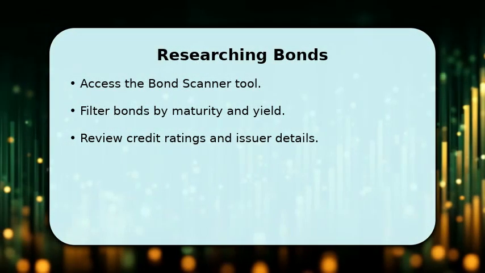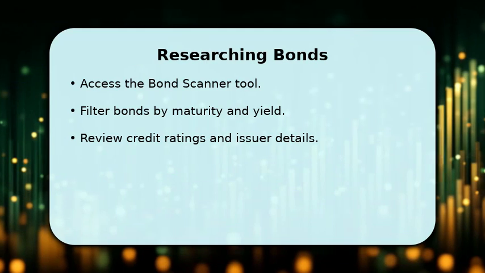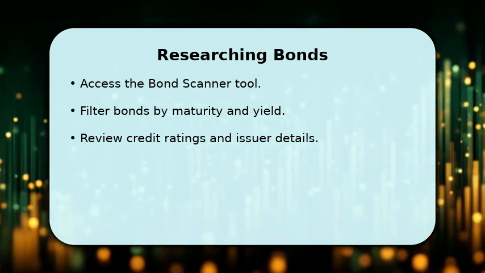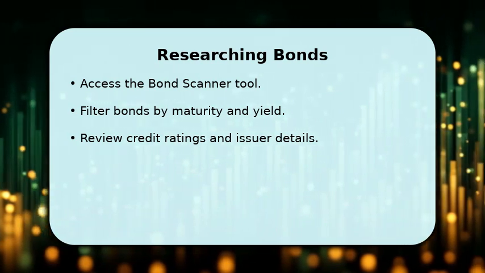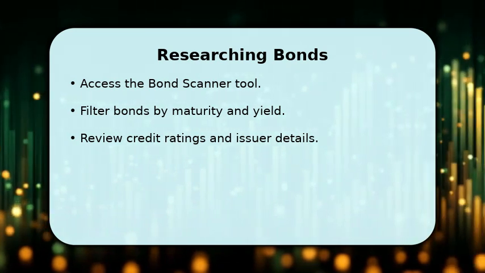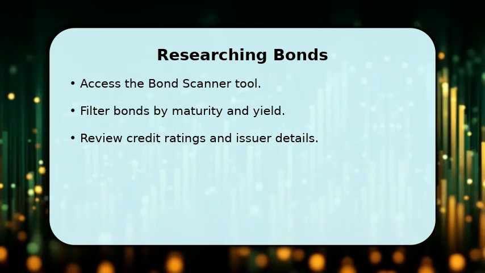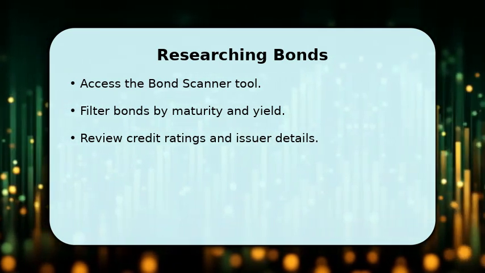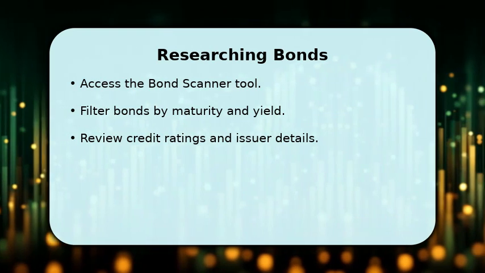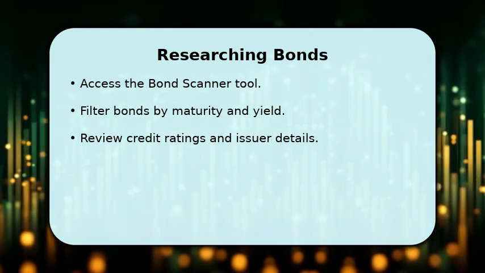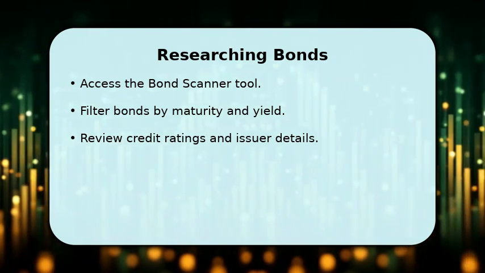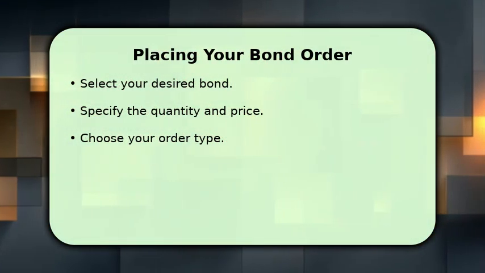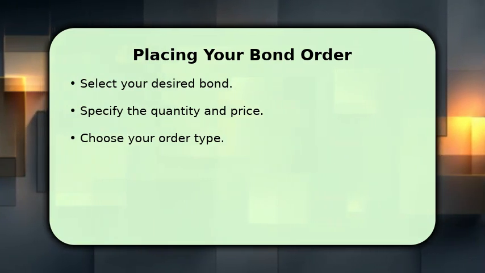Finding the right bond begins with solid research. Interactive Brokers offers a powerful bond scanner tool to help you. You can filter by criteria like maturity date, yield to worst, coupon rate, and credit rating. This allows you to compare various corporate, municipal, and government bonds, ensuring your selection aligns with your investment goals and risk tolerance.